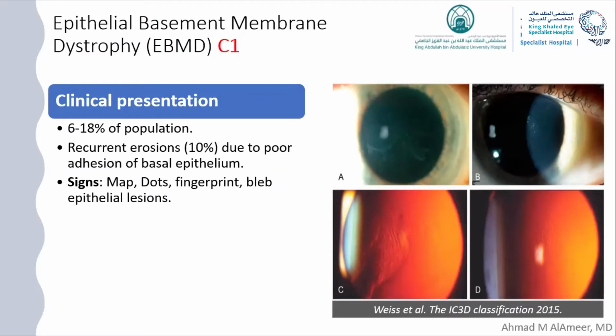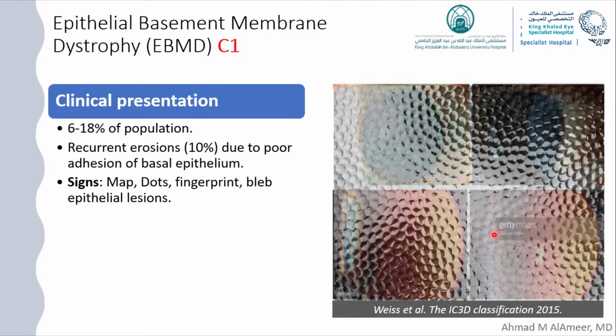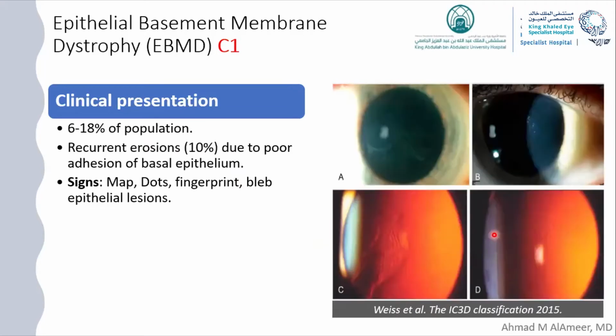And for the clinical presentation, usually they present with either map-like changes, intraepithelial dot opacities, fingerprint lines, which are best visualized with retroillumination, or multiple crowded blebs. Blebs means الزجاج المعتق. So this is the picture of blebs.